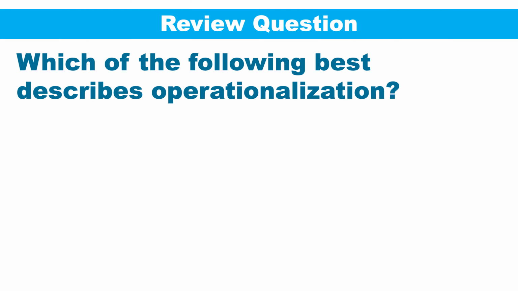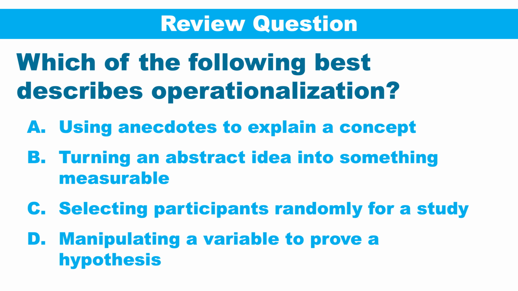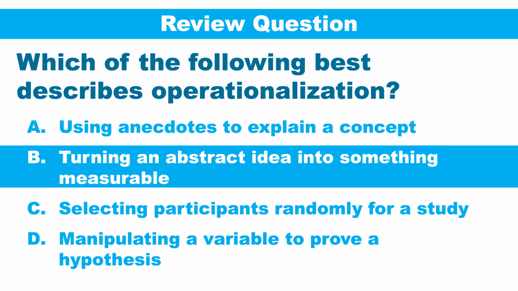Let's do some review. Which of the following best describes operationalization? A, using anecdotes to explain a concept. B, turning an abstract idea into something measurable. C, selecting participants randomly for a study. Or D, manipulating a variable to prove a hypothesis. The correct answer is B. Operationalization involves defining and measuring abstract concepts in a scientific way.